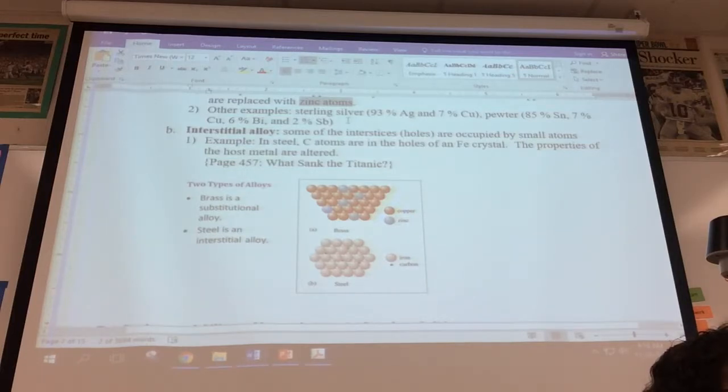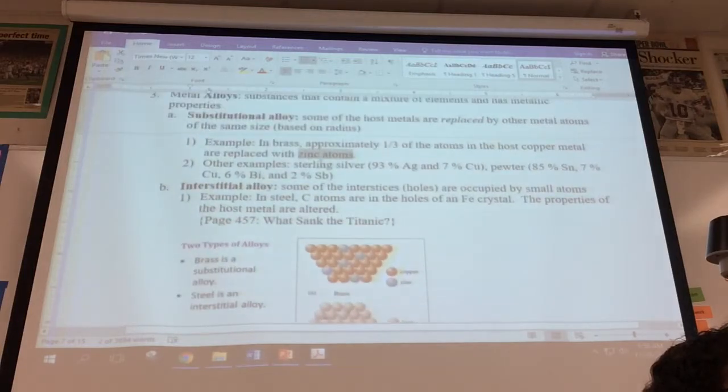Other types of substitutional alloys include sterling silver. A lot of you probably have sterling silver jewelry. 93% silver, 7% copper. Pewter, 85% tin. It also has some copper, bismuth, and antimony in it. So more pure silver would conduct more electricity than sterling silver, right?